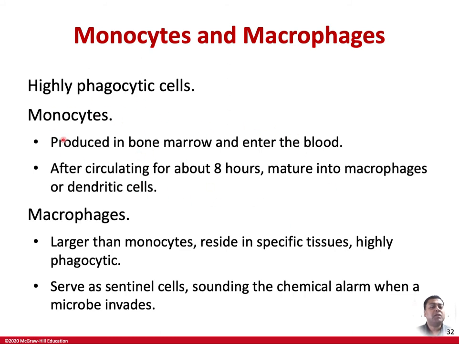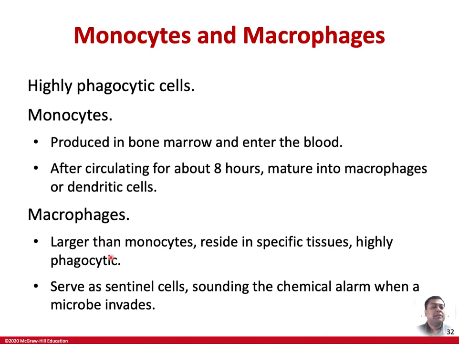Remember that the monocytes are only circulating in the blood for about 8 hours. After the maturation, they leave the blood vessels for the tissue space. These macrophages are larger than the monocytes as they differentiate, reside in specific tissues, are highly phagocytic, and can migrate and wander around the tissues as well.